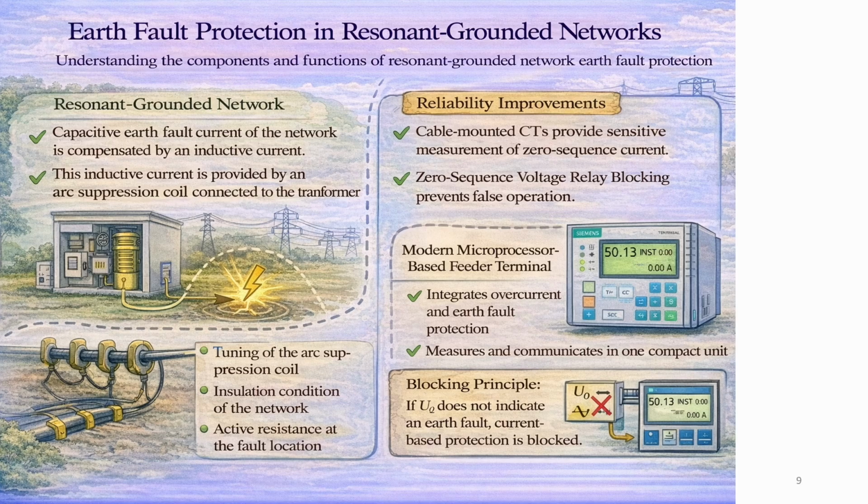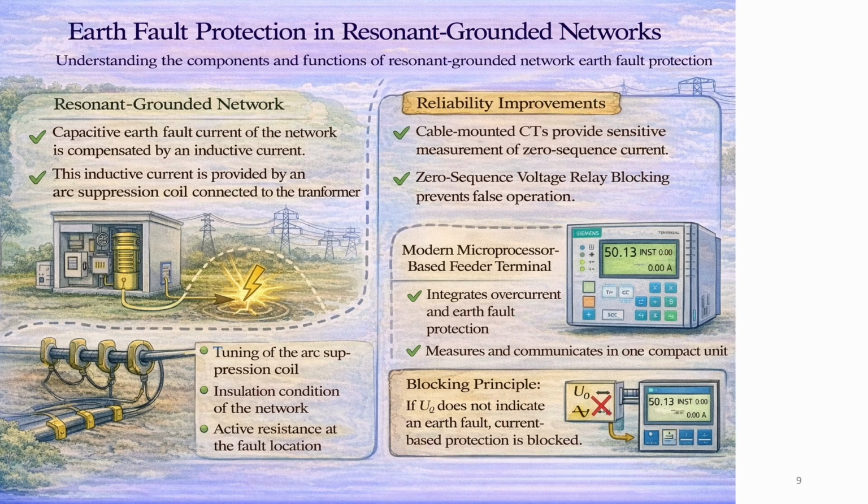To improve the reliability of earth fault protection in resonant grounded networks, zero sequence voltage relay blocking is commonly applied. The principle is as follows. If zero sequence voltage does not indicate an earth fault, current-based protection is blocked. This prevents false operation caused by transient non-fault related currents.